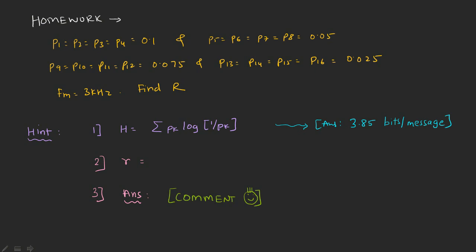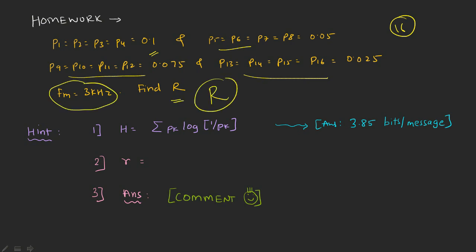Now this question is homework for you. As you can see, P1, P2, P3, P4 are given as 0.1 and the rest of the probabilities are given here. So you have a total of 16 levels, so 16 probabilities. If fm is given as 3 kilohertz, then find the information rate, that is capital R. So the steps are given. First you have to find H, then you have to find r, then you can get the answer.